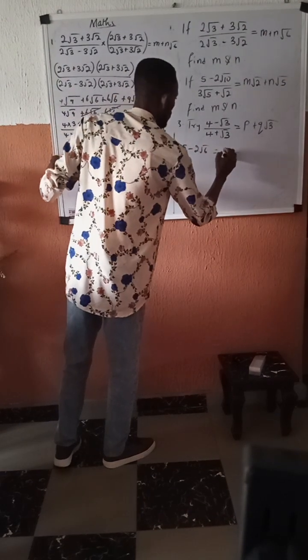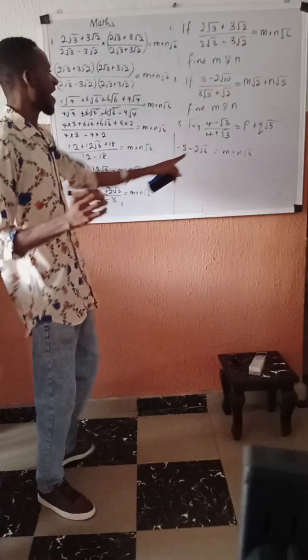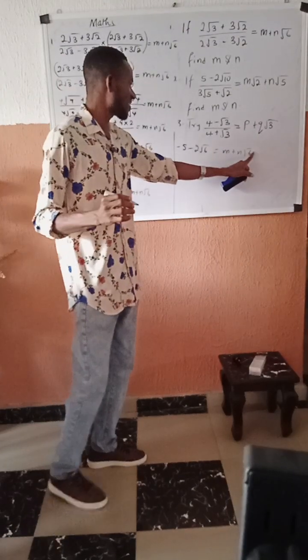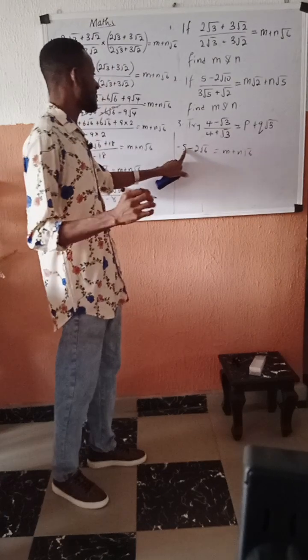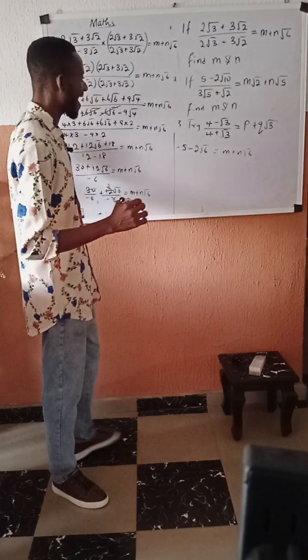The total equals m plus n root 6. If you watch, I have root 6 here, I have root 6 here. In place of m, I have a value. In place of n, I have a value. So we are going to equate the corresponding terms.